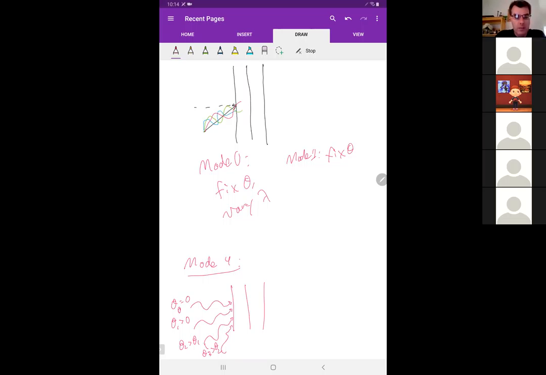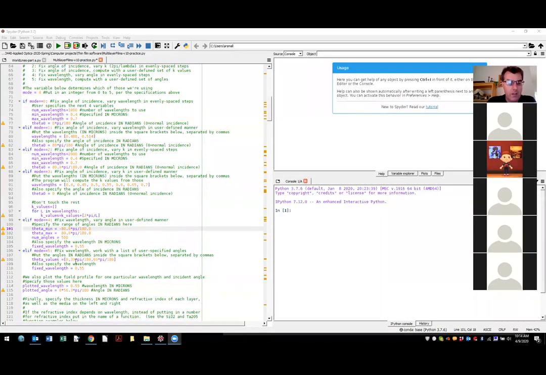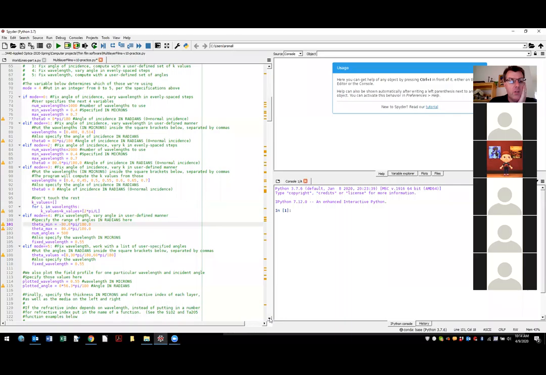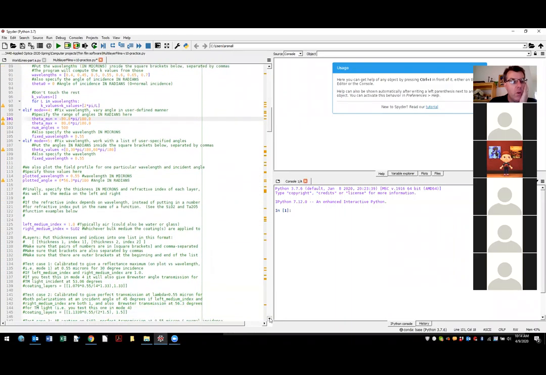And then if for some reason you wanted to not change your angle in even steps, but rather only consider a few very specific angles, that would be mode 5. But we're not going to use mode 5 very much. We're mostly going to use mode 0 and mode 4.